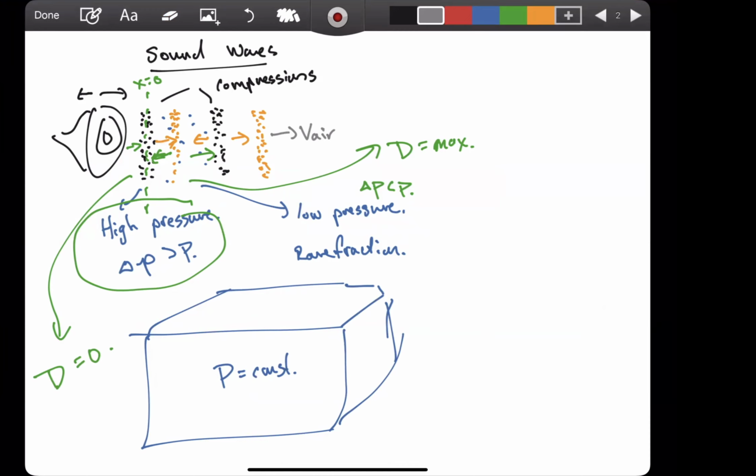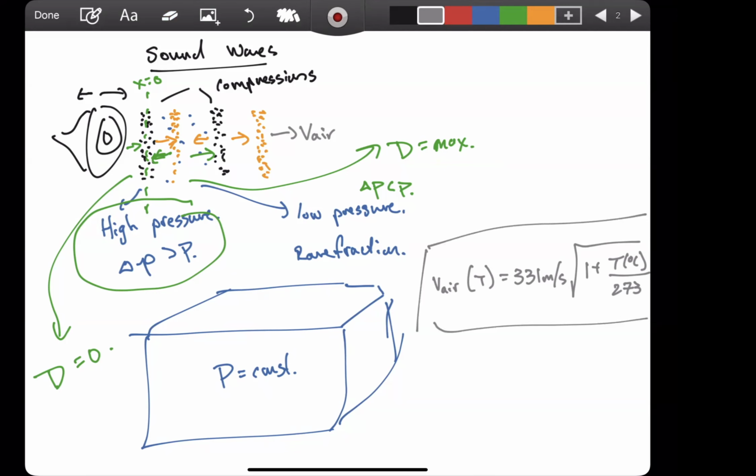But in terms of temperature, anyways, the speed of sound in air is equal to 331 meters per second times the square root of 1 plus the temperature in degrees Celsius divided by 273, to put it into Kelvin. So all you're doing here is transforming the temperature from Celsius to Kelvin, because we're working with SI units, and of course, SI units has to be in Kelvin. So this is the speed at which a sound wave is going to travel.